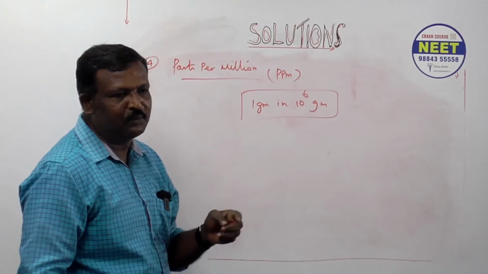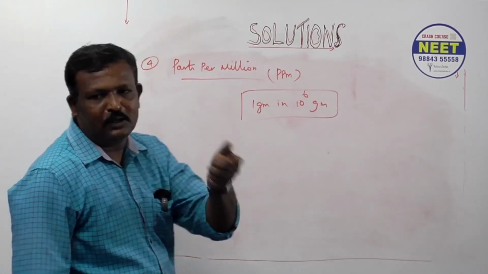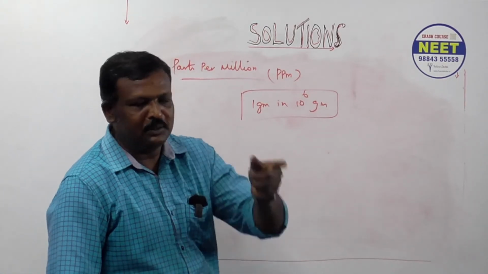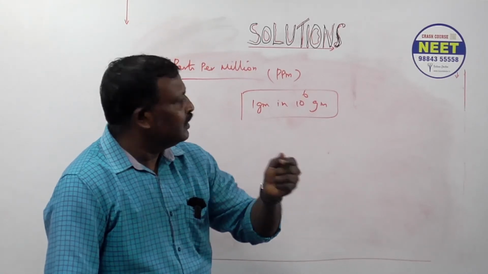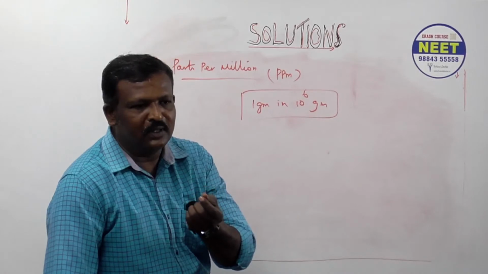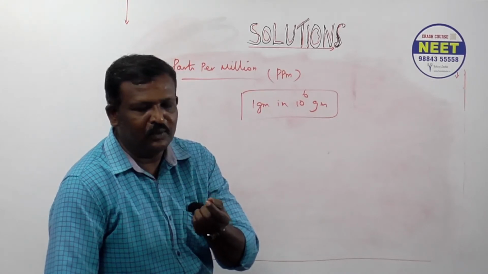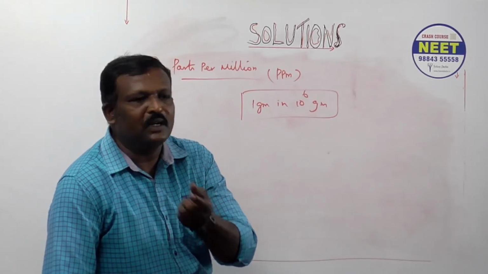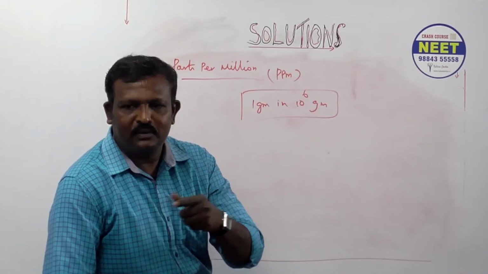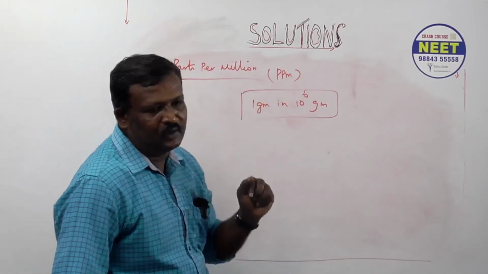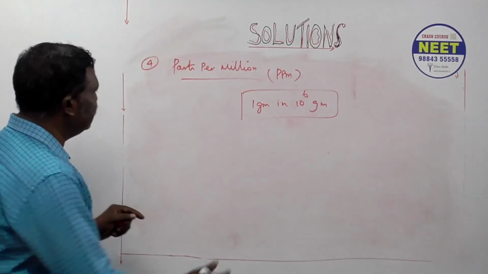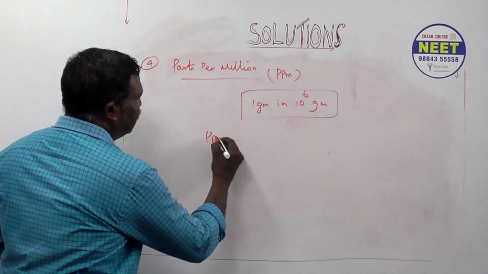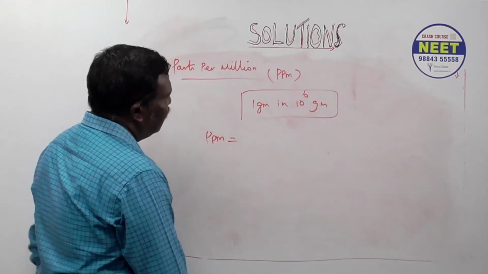Or for example, dust particles in the atmosphere. The atmosphere has a very large surface area, no? So in that, the dust particle is a very, very small thing. We are comparing. Suppose dust particles in the atmosphere. That is the best example for parts per million. So here we have one formula for that. You just write the formula. ppm is equal to, okay, write the formula.